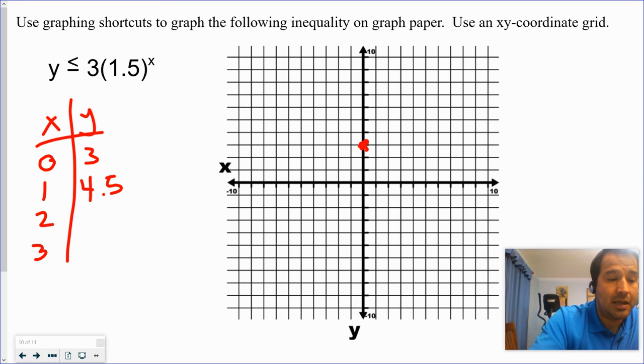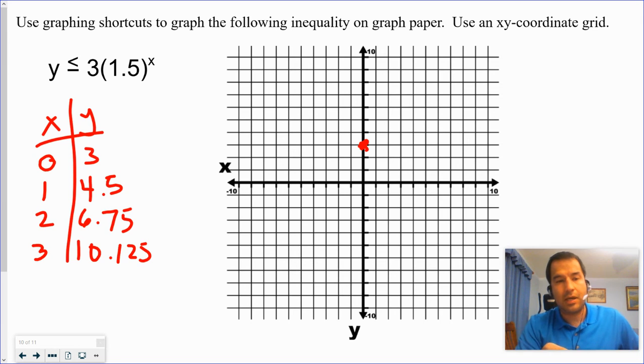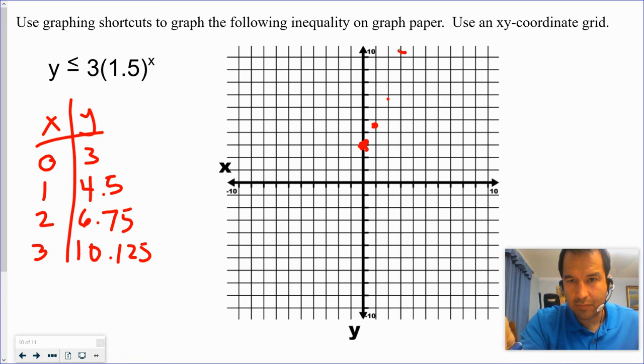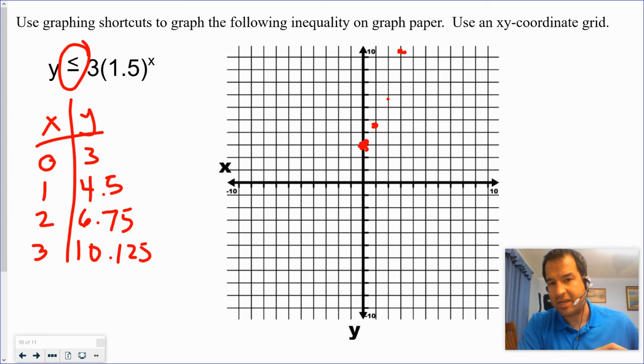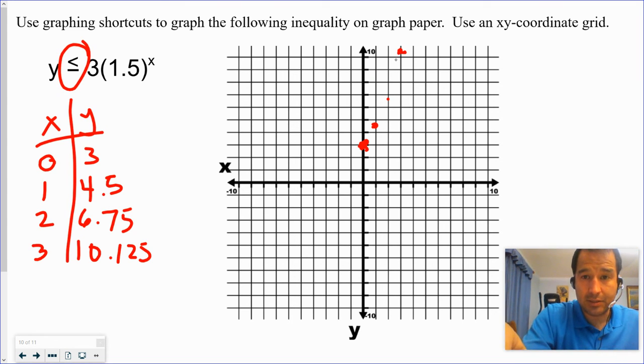When you do that, you get that 2 is 6 and 75 hundredths, and 3 is 10 and 125 thousandths. So I know that point then. Point 1 is 4.5. Point 2 is 6 and 75 hundredths. Point 3 would be 10. So I can therefore, let's look over here. Solid line or dashed? It should be a solid line. So it's going to be a curve like this.